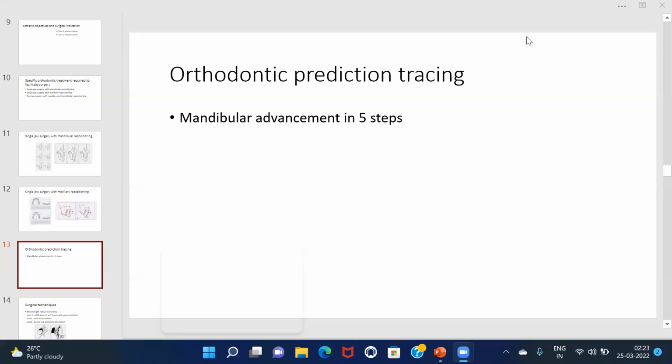The vertical increase is slightly more than in lower angle cases because of the stiffness of the occlusal plane, and when less decompensation of the incisor will necessarily achieve the desired chin projection. The curve of Spee should not be leveled prior to surgery in cases where a clockwise rotation of the distal portion of the mandible will be advantageous.